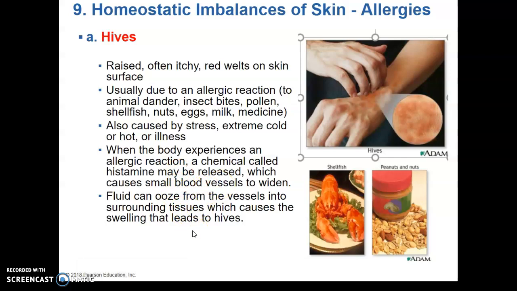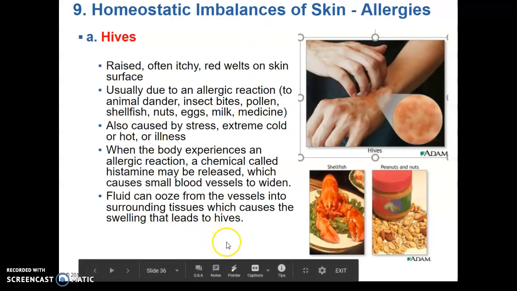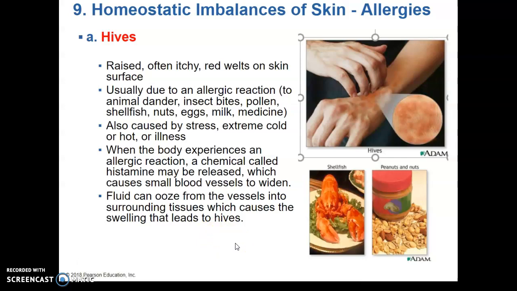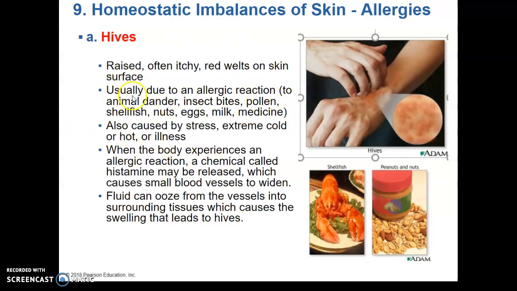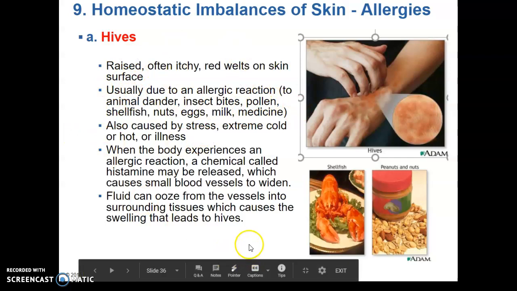Fluid in the vessels ooze into surrounding tissues and cause even more swelling, and that swelling is evident in the skin. Hives, like I said, can come up very quick and can go back down very quick, or there are medications that decrease the swelling. Best thing to do, if it's an allergic reaction, is to avoid that substance if possible.